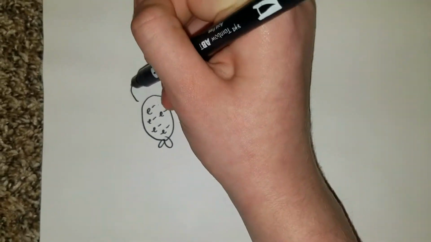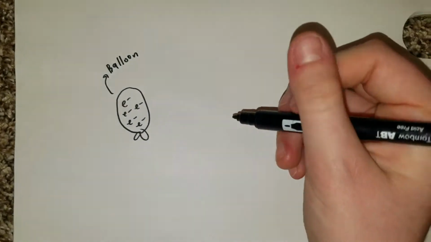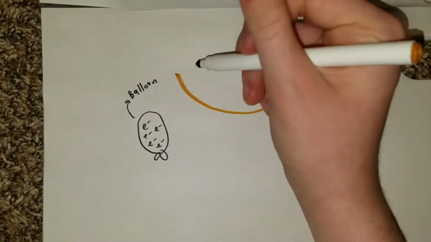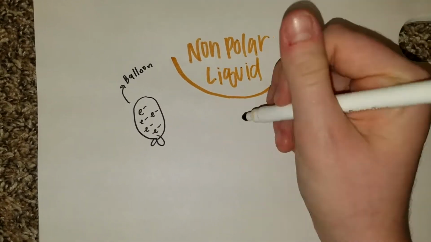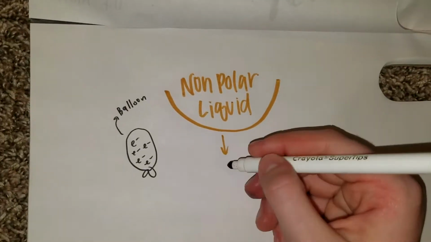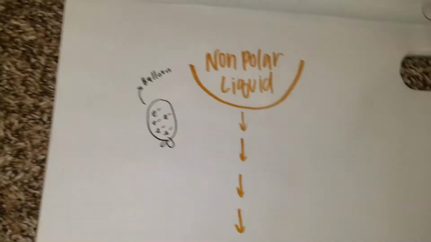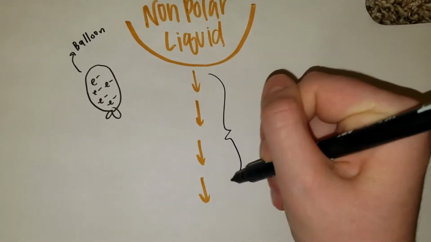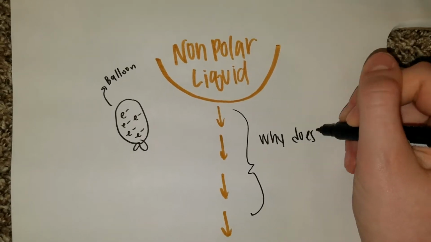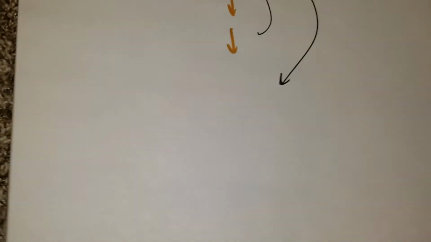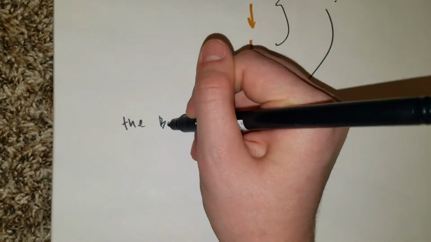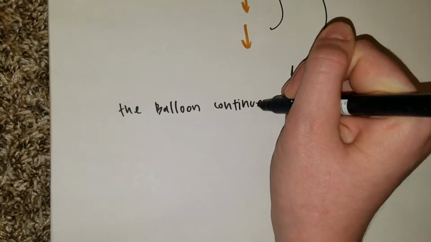So here is that balloon again with all of those electrons inside of it that we got from the static from rubbing it against your jeans or your hair. And here's a nonpolar liquid, which is different from the H2O from earlier because that was polar. As you can see, this stream is straight and it doesn't curve. Why doesn't this bend when the nonpolar liquid comes out?